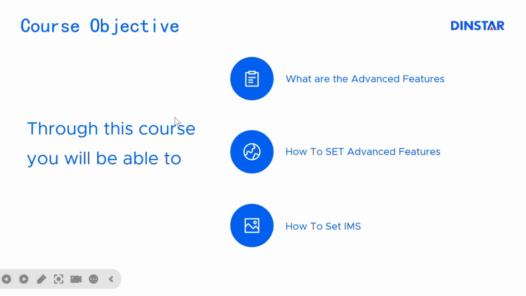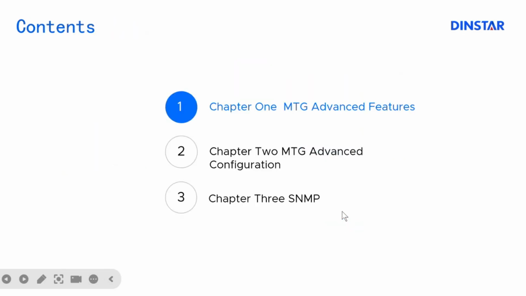Let's see the course objectives. By the end of the training, you will understand what advanced features the MTG supports. The second is to master advanced configuration, like number manipulation, color pool, ACL, and NAT. The third is you will also learn how to set up IMS service on MTG. And we will also learn the config snippets for device monitoring and management.